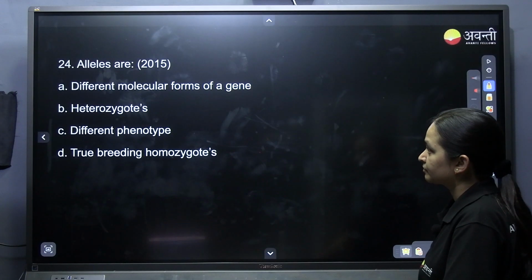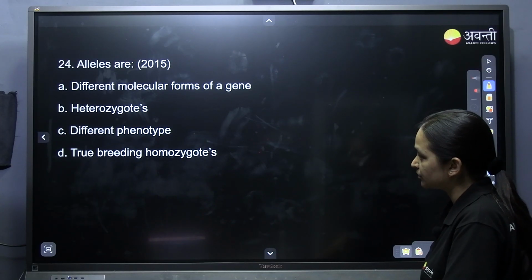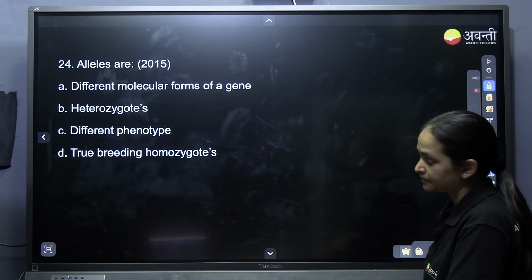correct. Alleles are different molecular forms of a gene, heterozygotes, different phenotypes, true breeding homozygotes.